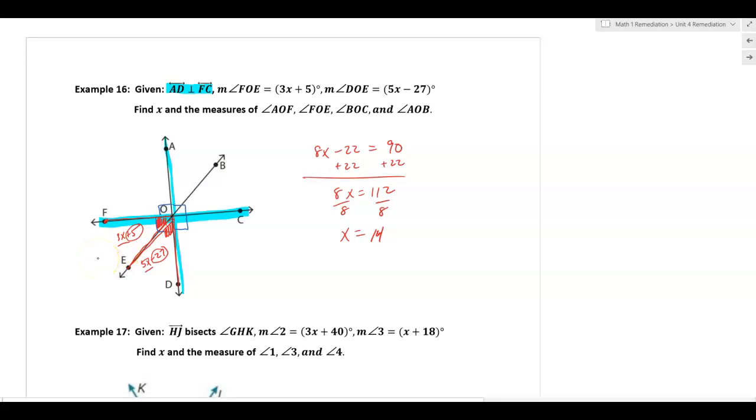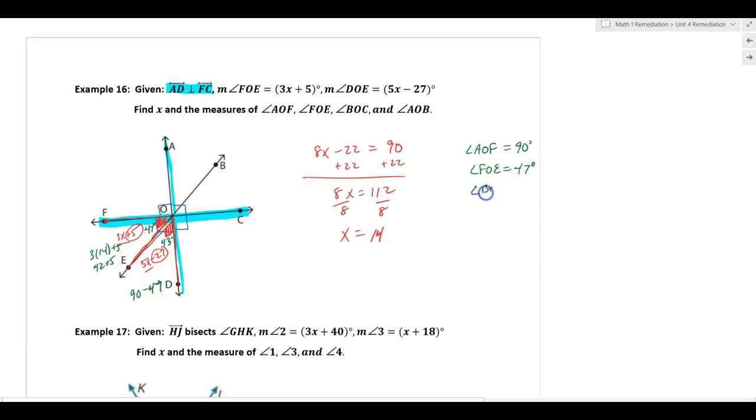So this angle, right, is going to be 3 times 14 plus 5, which is 42 plus 5. This is 47 degrees. Right away I know this angle is just going to be 90 minus 47, or I can plug x back in, but I'd like to say that this is 43 degrees. So now, angle AOF, if I trace it, AOF, you should know right away that that's a right angle, 90 degrees. Angle FOE we just found is 47 degrees by plugging x in.